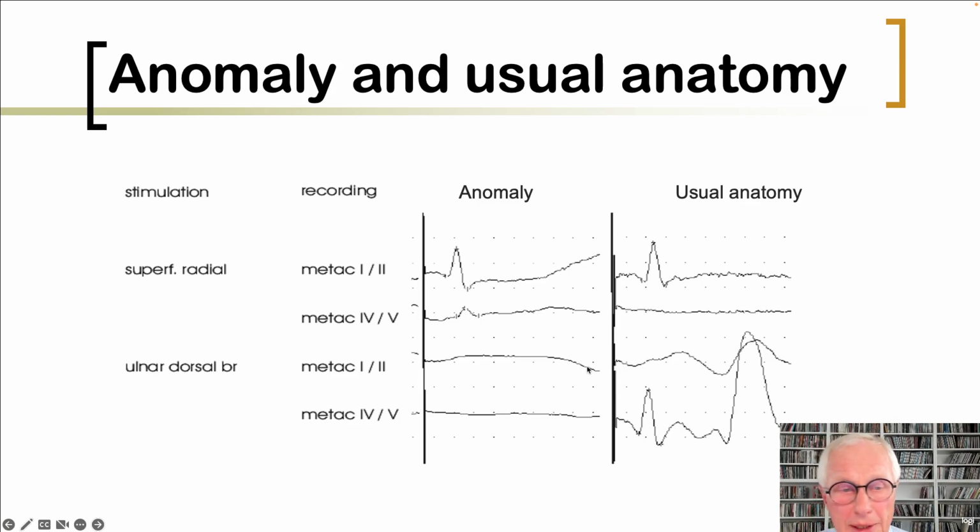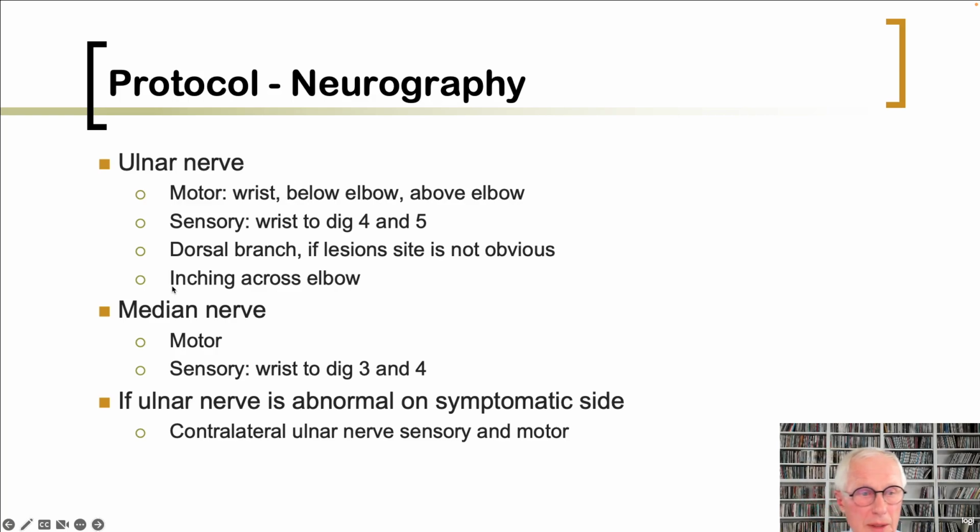With the usual anatomy, when you stimulate the radial nerve, you get the response over the radial side of the hand, but no response over the ulnar side. And when you stimulate the ulnar nerve, you get a response over the ulnar side, but not on the radial side. If you have an anomaly, you get no response when you stimulate the ulnar nerve, but you do get a response from both the ulnar and the radial side with stimulation of the radial nerve.